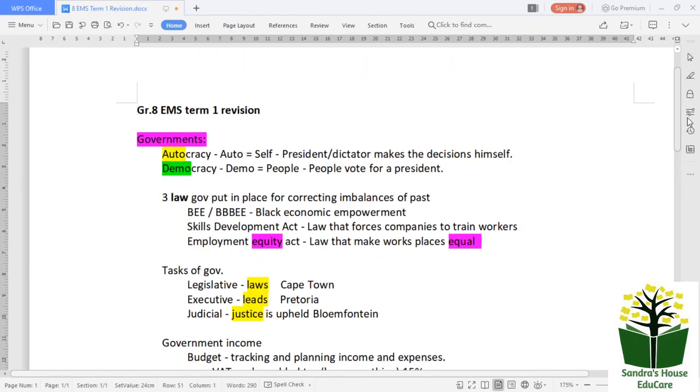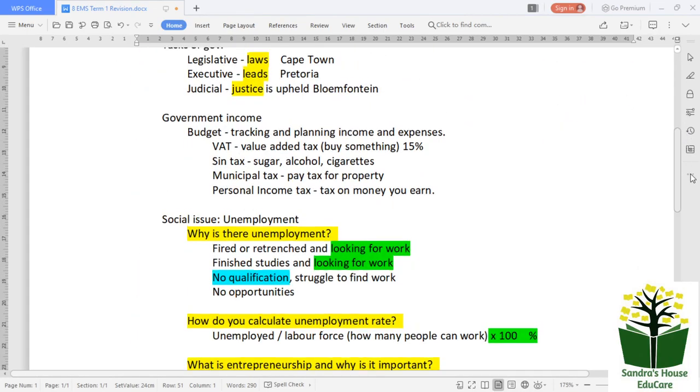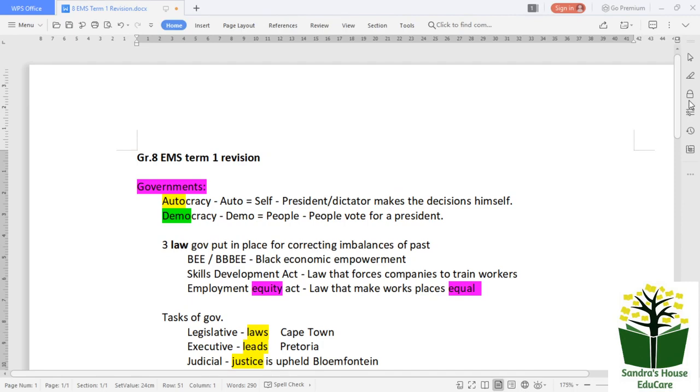That is your term 1 revision. Not bad, all fits on one page. So that is what you need to have a look at for your test.